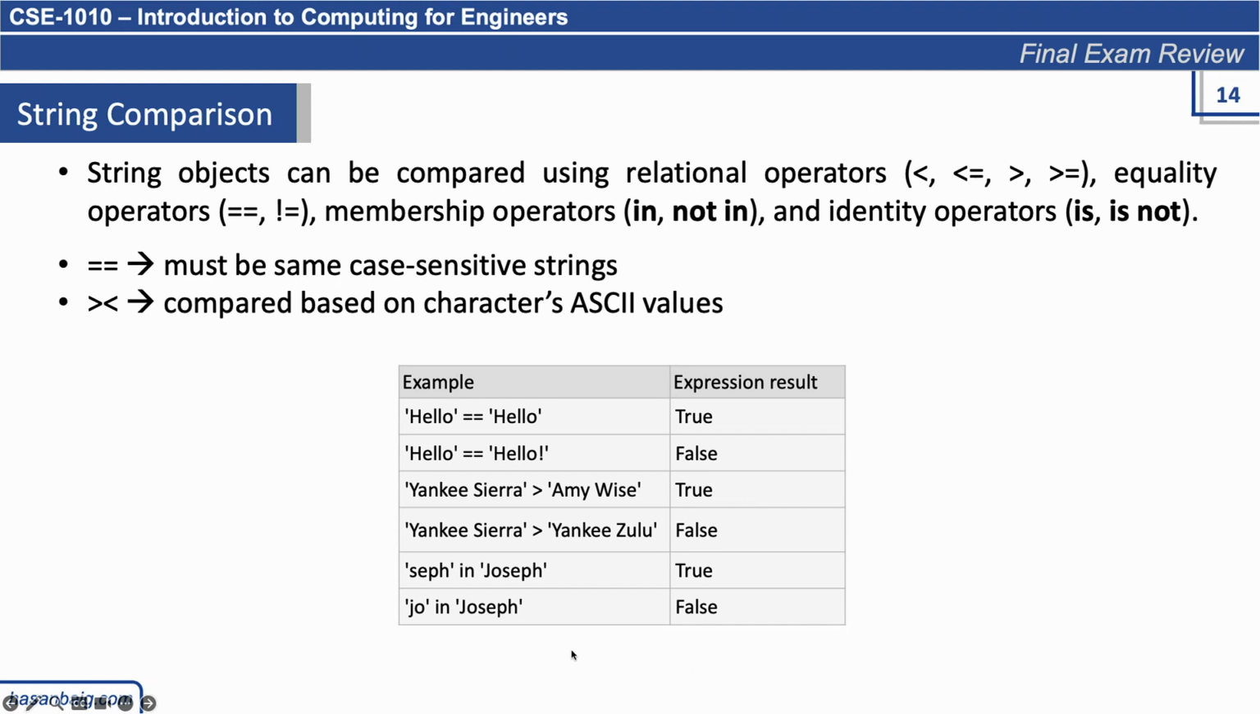Okay. Similarly, we can use a membership operator, SEPH in Joseph. This exists, so it returns true. Joe in Joseph is not present because a comparison is always case sensitive. This is a small j and here is a capital J.